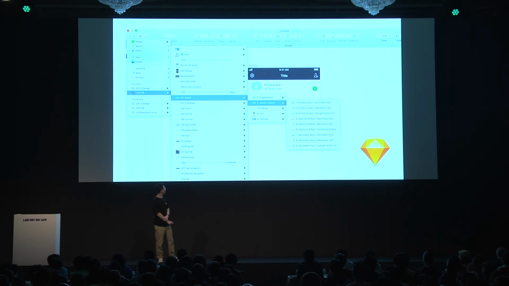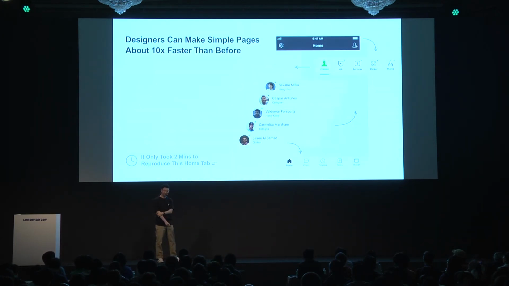This is a snapshot of when a designer downloads the LINE design system from Sketch Cloud. They can search its components from this list. And thanks to Sketch for the latest version, now there is a component panel at the left side in Sketch 60, so you can search any keyword about the component. It became way better, way easier than before. And as a result, the designers can make simple pages like this 10x faster than before.